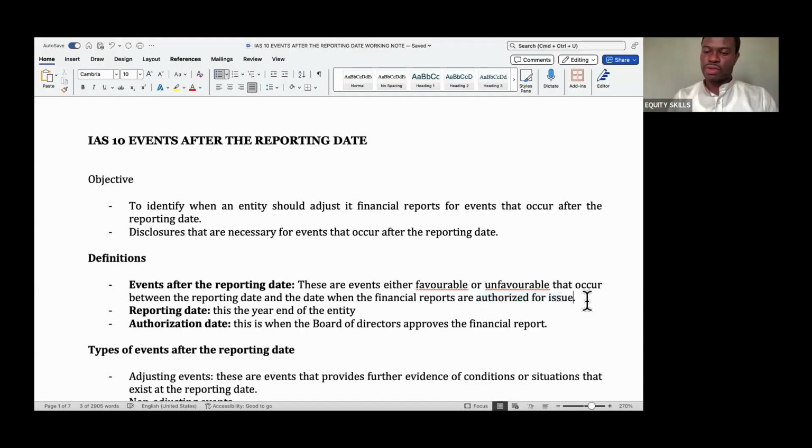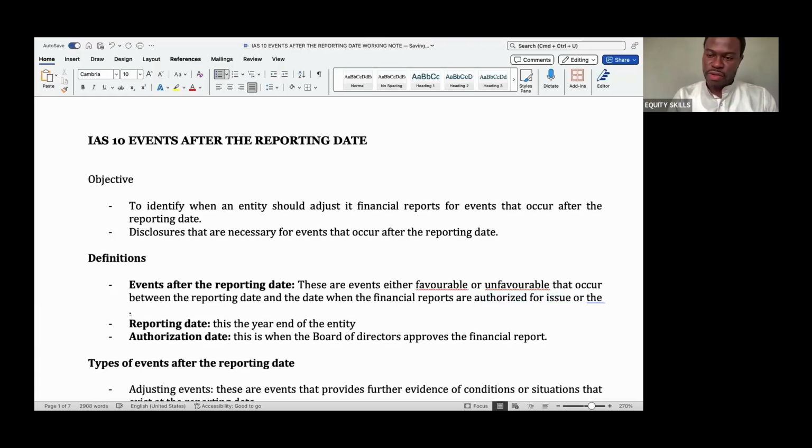Or let me say, the authorization date. The date when they authorize it is the date when it is authorized for issue, which is the date when the board of directors, the people managing the company, approve it, the auditor has signed it, and they then append their signature on it. That is the authorization date.